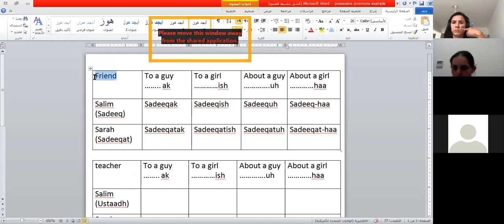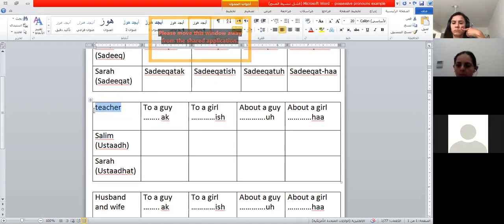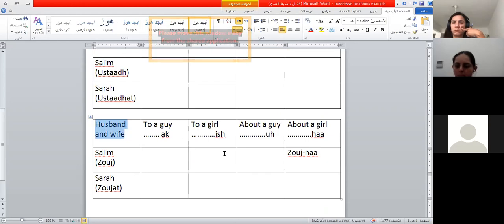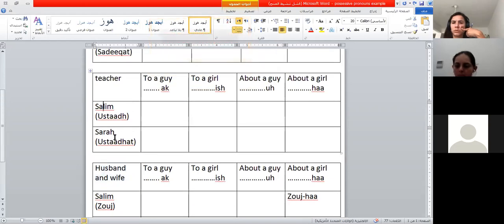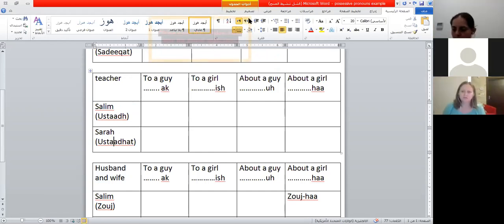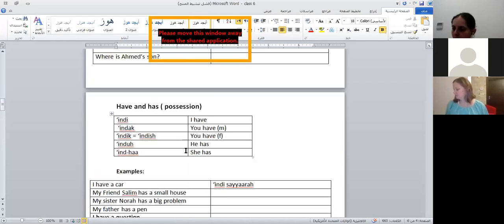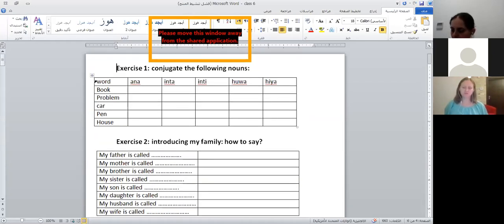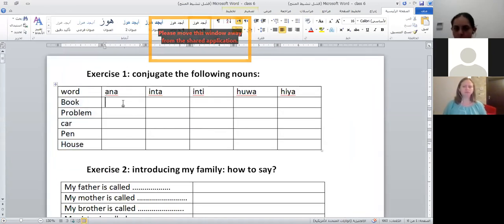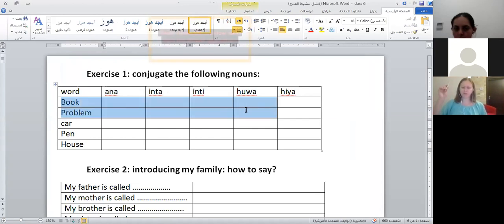This is just an example when you use human nouns, because we have two of them. We have for masculine and for feminine. While when we talk about just nouns like these nouns, book, problem, car, pen, and house. How to conjugate them? Let's conjugate them, guys. How to say my, Anna? How to say my book? Who's going to conjugate book? I will ask one of you to conjugate all of them.